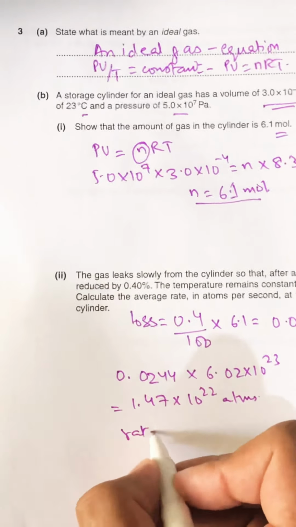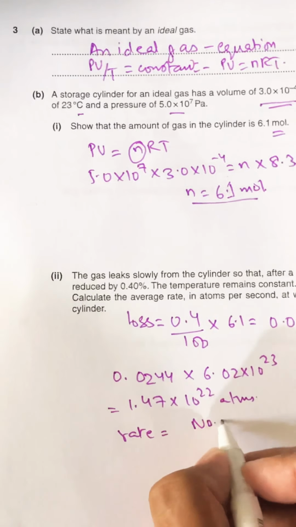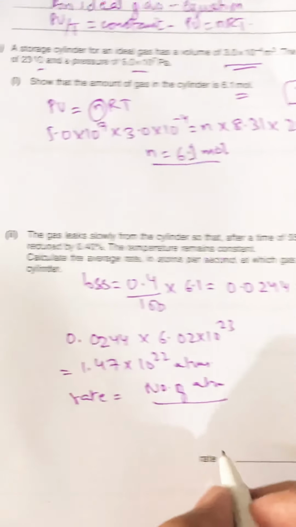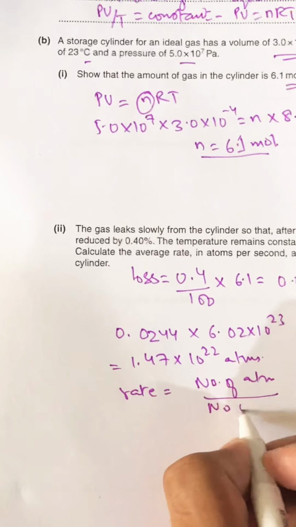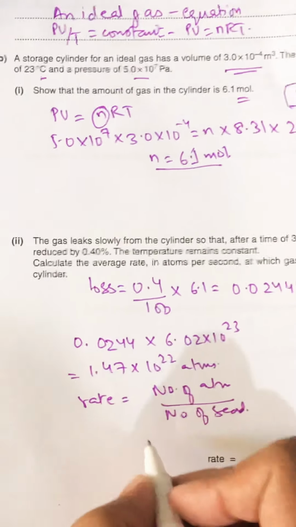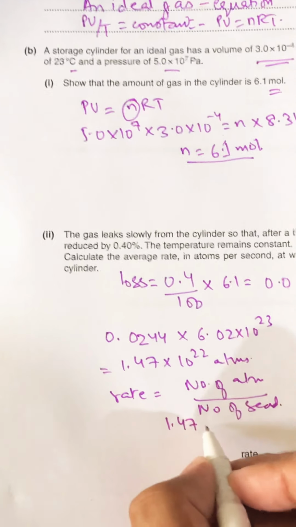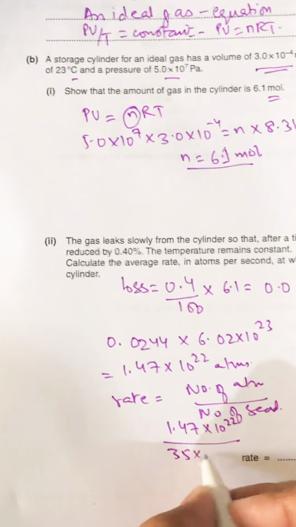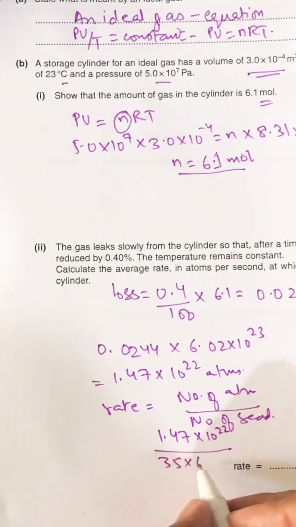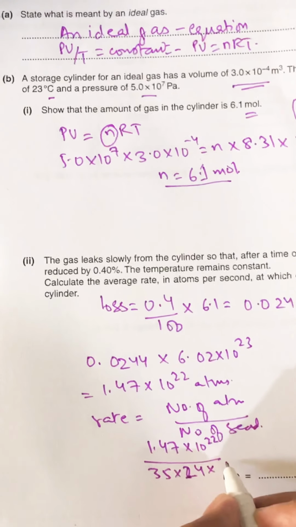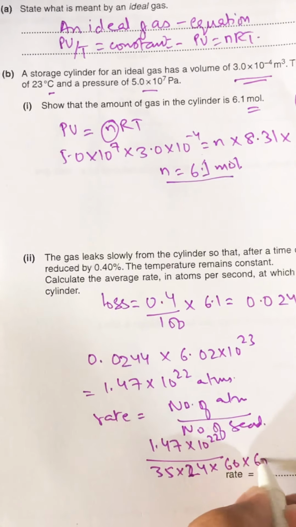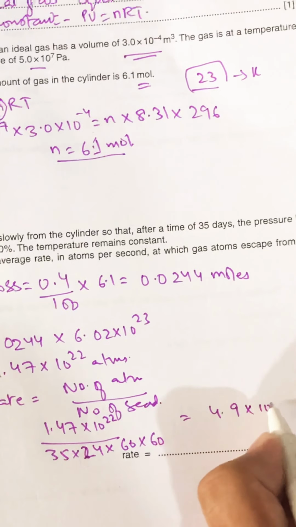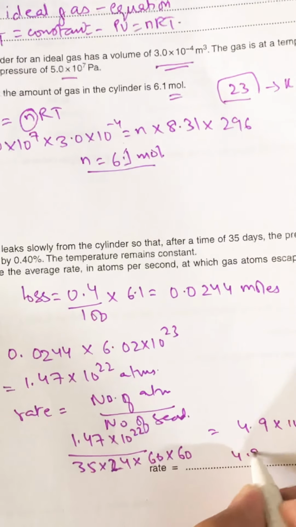Similarly, to find a rate, this should be the number of atoms divided by the number of seconds, since the unit is s minus 1. So it would be 1.47 times 10 to the power 22 divided by how many days there were: 35 into 24 hours into 60 minutes into 60 seconds. So we get a value of 4.9 times 10 to the power 15 per second.